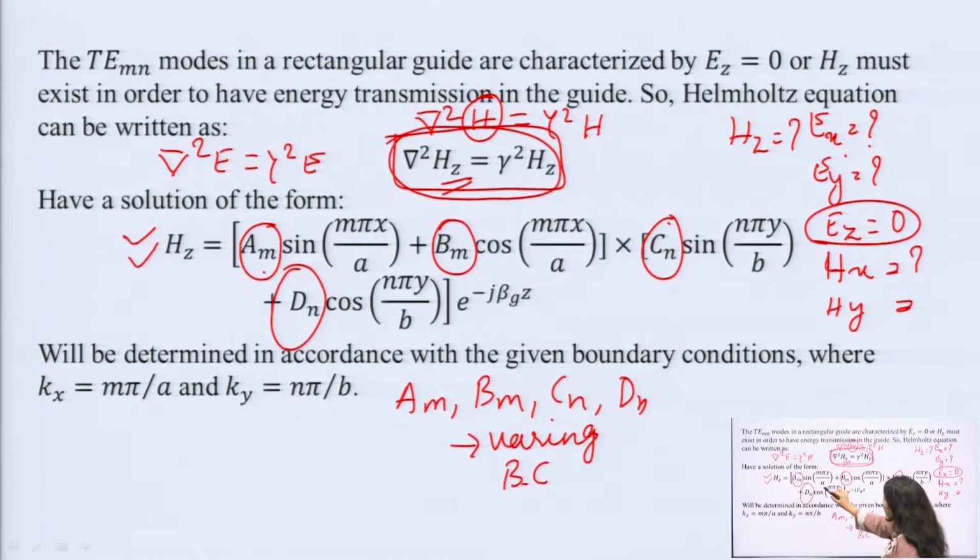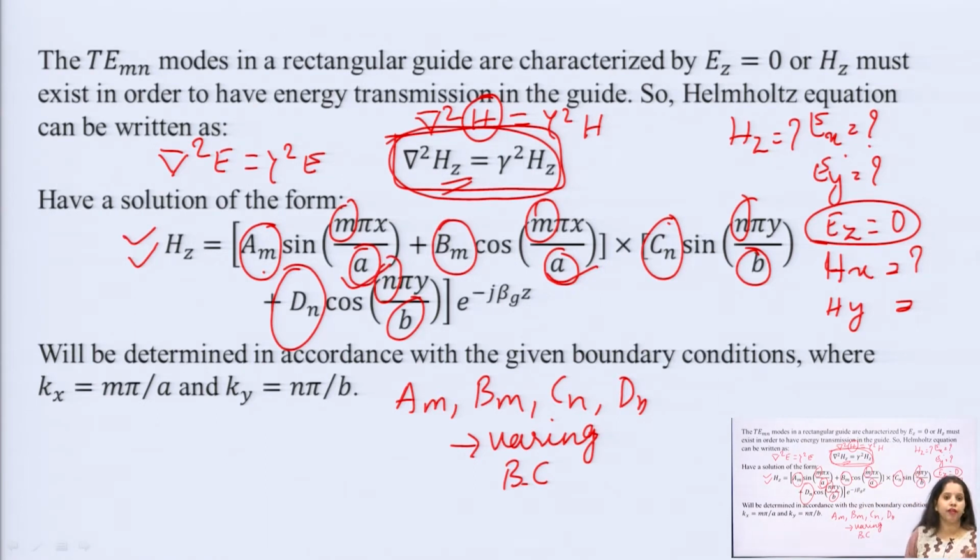And these are the dimensions of the waveguide, A and B. And when we say m and n, that depends upon the number of half wavelengths in the x direction and the number of half wavelengths in the y direction. About this we have already studied in the last lecture, but today I am just recapping it.